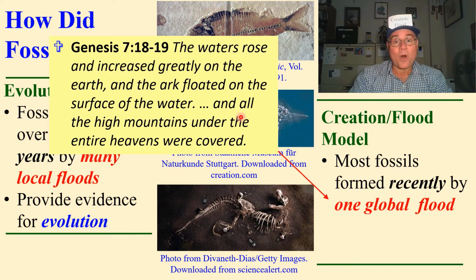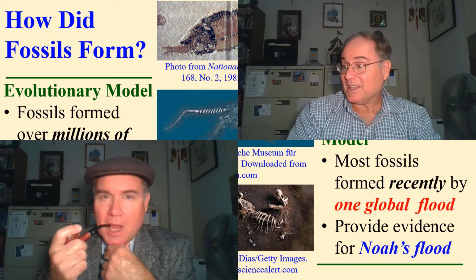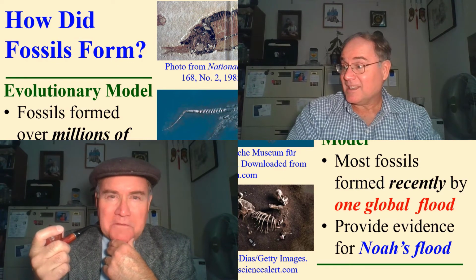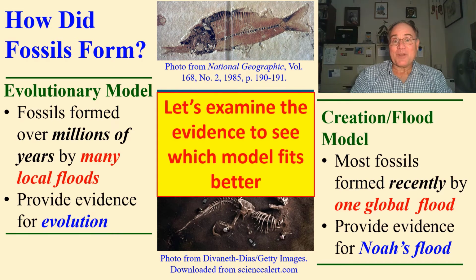Genesis tells us that all the high mountains under the entire heavens were covered, that everything died, and the waters flooded the earth for 150 days. It took another half year before Noah could get out of the ark. Professor Skeptic, which of these do you believe? Obviously, the evolutionary model. Not so fast. Let's examine the evidence to see which model fits better.